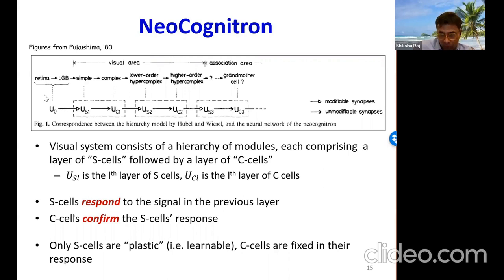This image is first processed by the S layer in the first block. The C layer operates on the output of the S layer. In subsequent blocks, the S layer operates on the output of the C layer in the previous block, and the C layer operates on the output of the S layer. So each block is a pair with an S layer followed by a C layer, and the first layer in each block is the S layer, which operates on the C layer of the previous block. Of these blocks, only the S cells are plastic, meaning only the S cells can learn the responses. The responses of the C cells are fixed and not learned. Their only job is to confirm the S-cell responses.